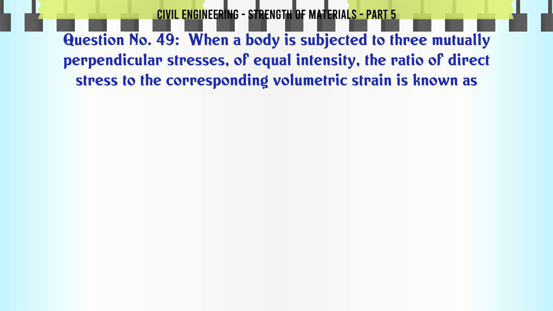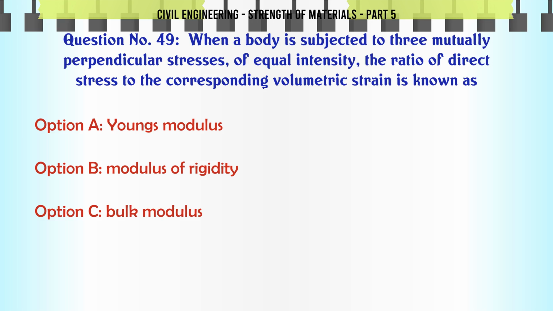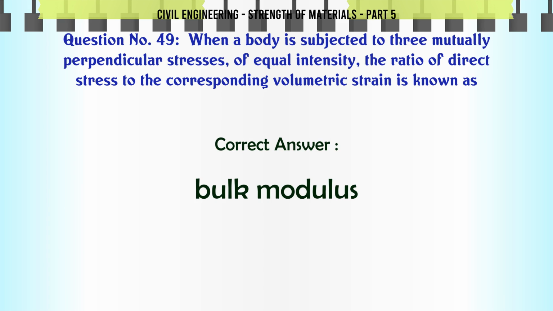When a body is subjected to three mutually perpendicular stresses of equal intensity, the ratio of direct stress to the corresponding volumetric strain is known as: A. Young's modulus, B. modulus of rigidity, C. bulk modulus, D. Poisson's ratio. The correct answer is bulk modulus.